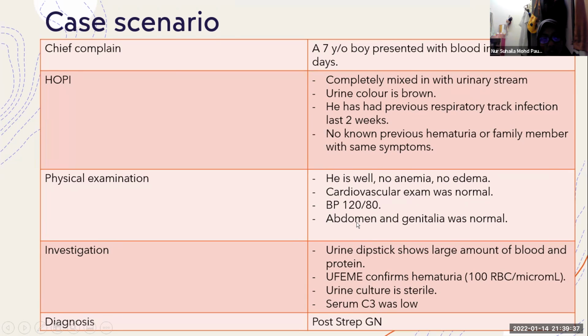After that, we do investigation. The urine dipstick shows large amount of blood and protein, and we can confirm the hematuria. And when we do the urine culture, it is sterile, and the serum C3 was low. So the final diagnosis was post-streptococcal glomerulonephritis. Therefore, we treat accordingly.